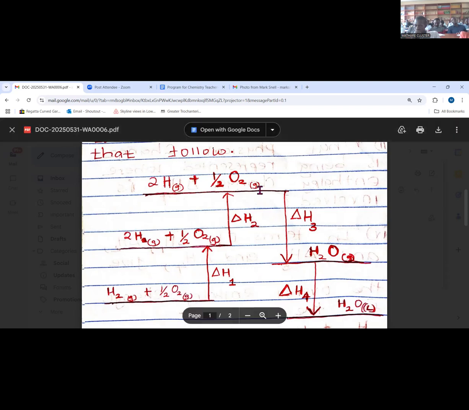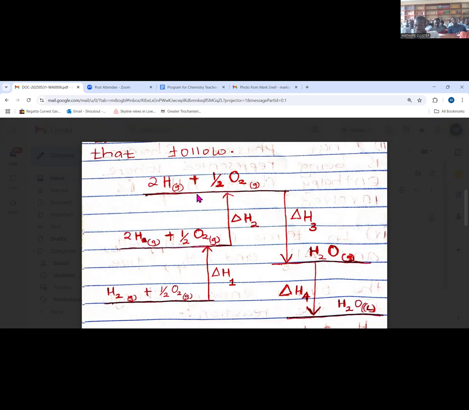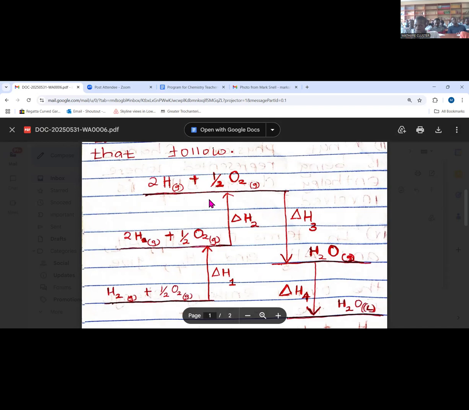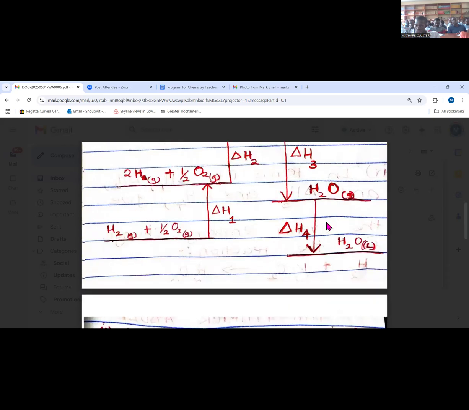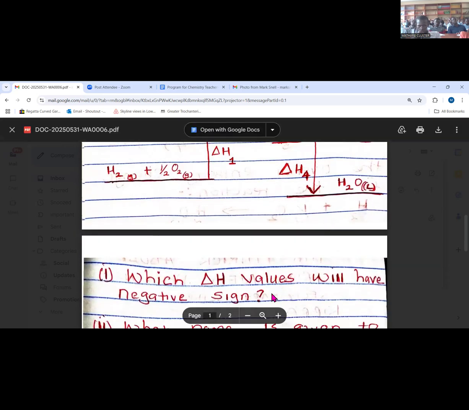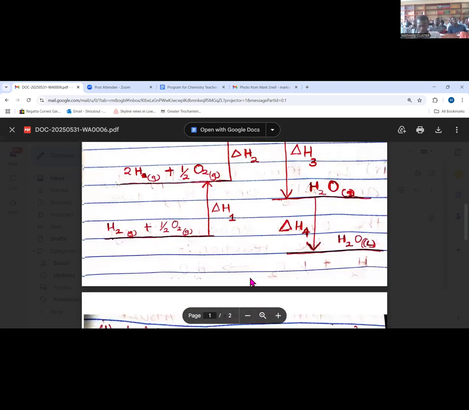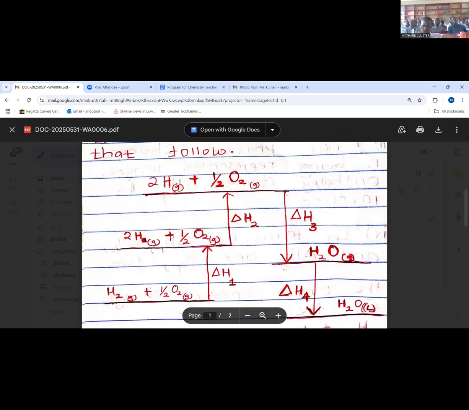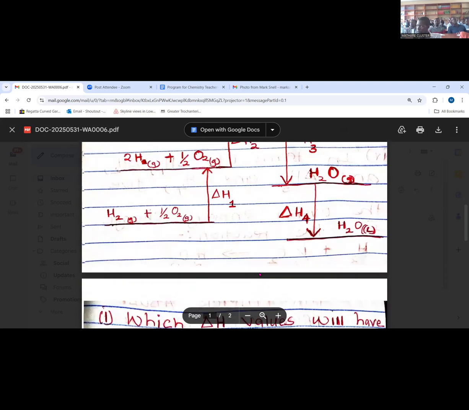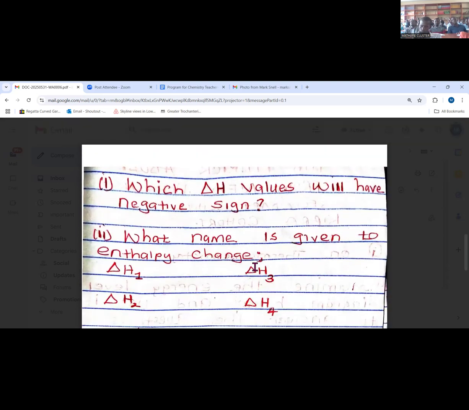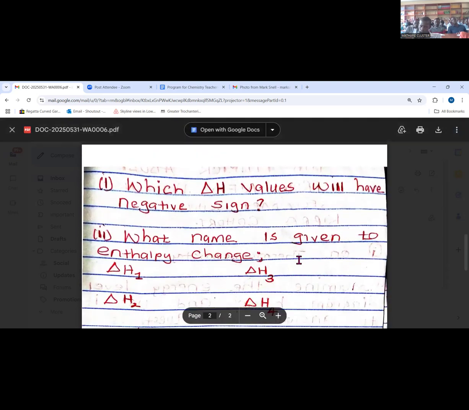Remember that in any one of these scenarios, anything going upwards is endothermic and therefore positive. Anything coming downwards is exothermic and therefore negative. The question asks which delta H values will have a negative sign. That's anything coming down will be negative. They're always exothermic. Second one, what name is given to 1, 2, 3, and 4?